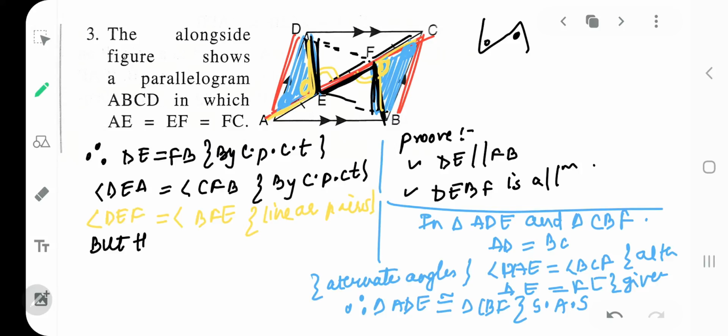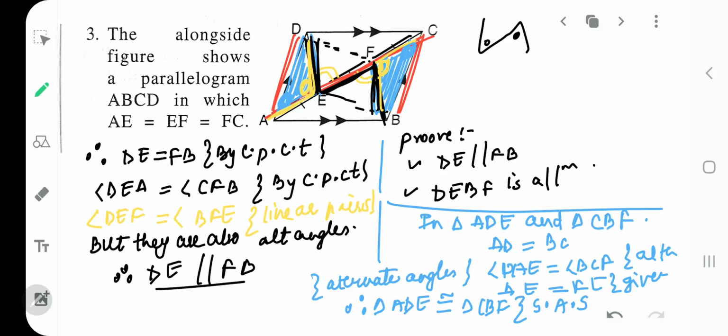are also alternate angles. Therefore, we will say line DE is parallel to FB. Once you got two alternate angles between two sides, you can say that this line is parallel to this line. So the condition to make two lines parallel is only through the alternate angles or corresponding angles. So if you got two alternate angles equal, Z forming angles, that means the line has to be parallel. But how did you get the Z forming angles equal?